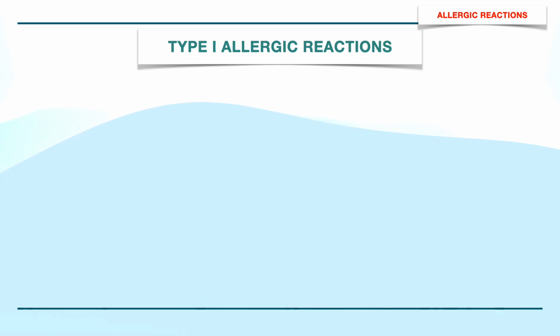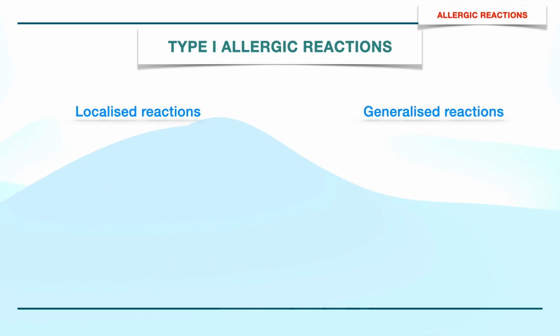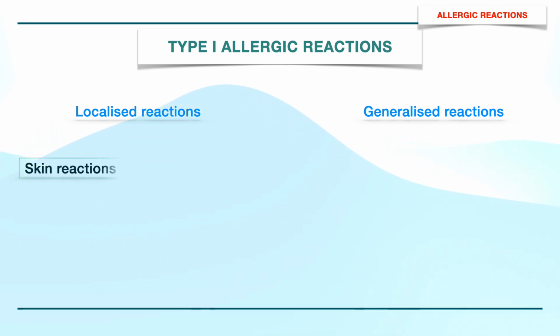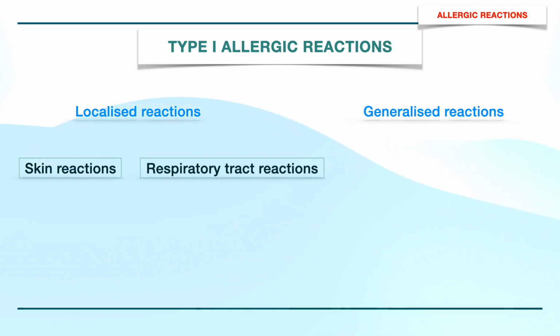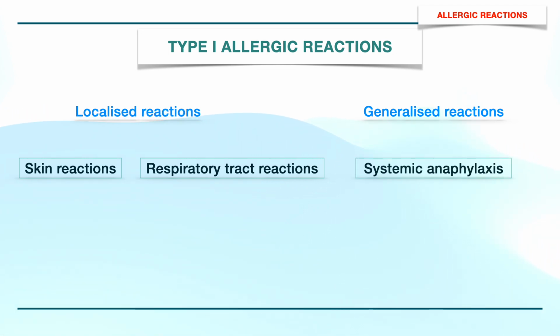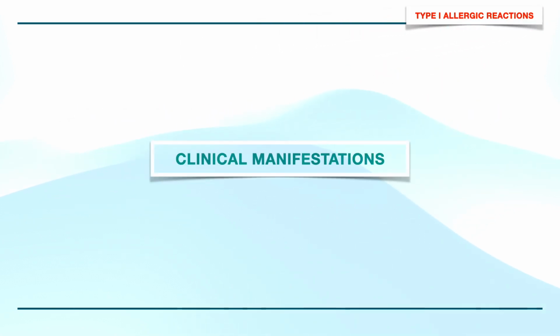These can be divided as localized reactions and generalized reactions. The localized reactions may be limited to the skin and respiratory tract, or they may progress to present as systemic or generalized anaphylaxis. First, we will look into the clinical manifestations, that is, how the different allergic reactions present clinically.